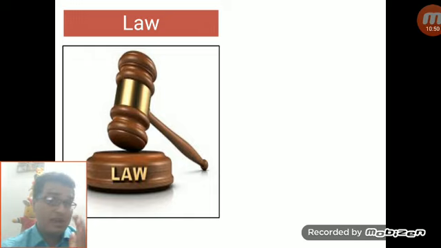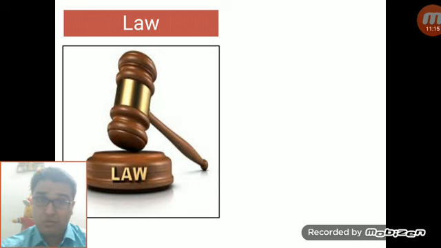Basically, laws are the rules and regulations enacted by the parliament or the legislature, and imposed by the executive branch to control the external behaviors of the common people, the external behaviors of the citizens of the state. So this is all about law.